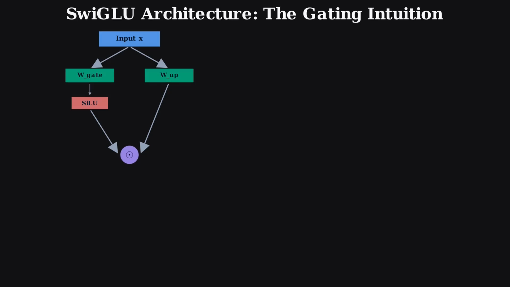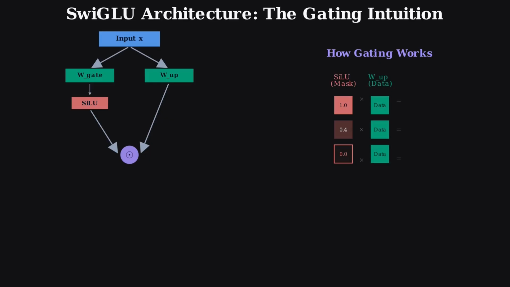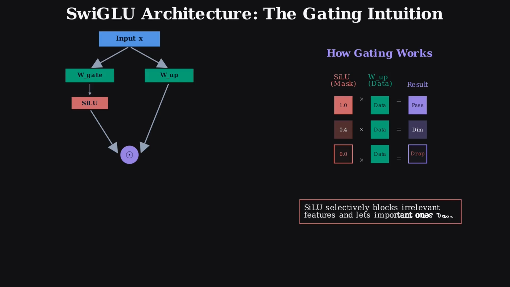There are two parallel projections from the input. One is called the gate projection, the other the up projection. Both take the same input x. The gate output gets passed through the SiLU activation, Swish. Then you multiply the gate output and the up output together element-wise. That's the gating part. The gate decides which features from the up projection actually pass through. Finally, there is the down projection, which compresses everything back to the hidden dimension.